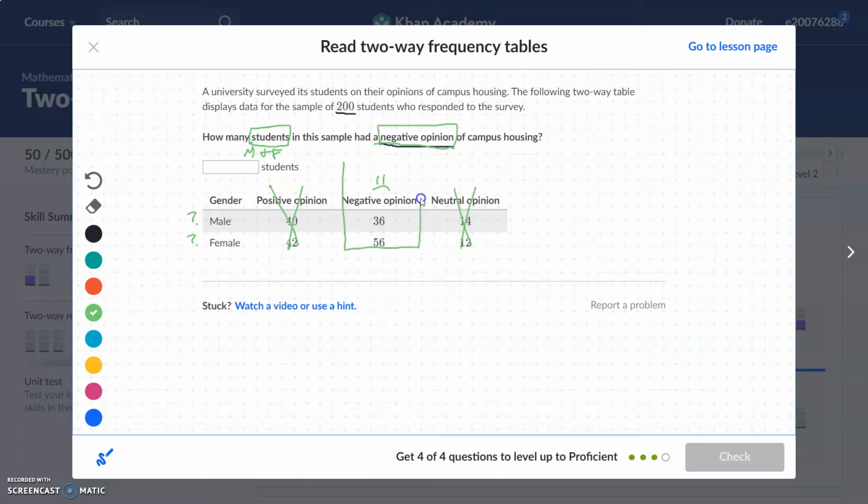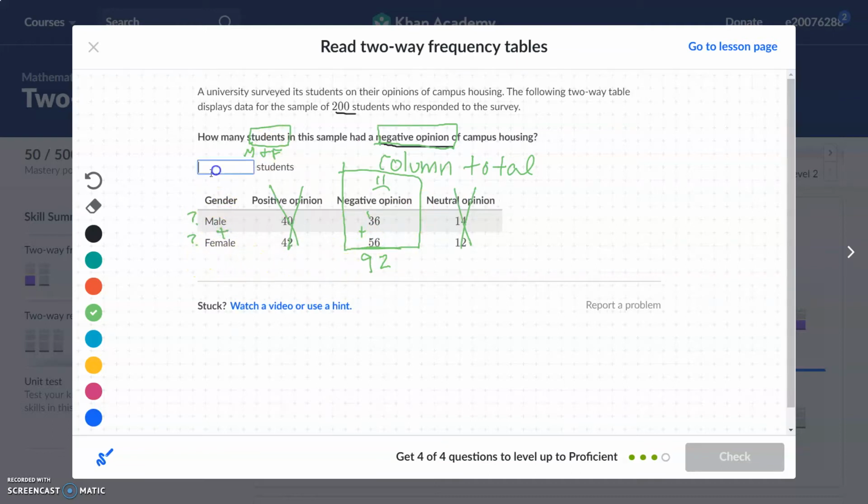So what we need here is this column total. We want the total number. So we have to add 36 plus 56. 6 and 6 is 12, 5, 6, 7, 8, and 9. We want the column total. The students, male plus female, is all the students. And so we get 92. And that's the third type of question problem here, column total.